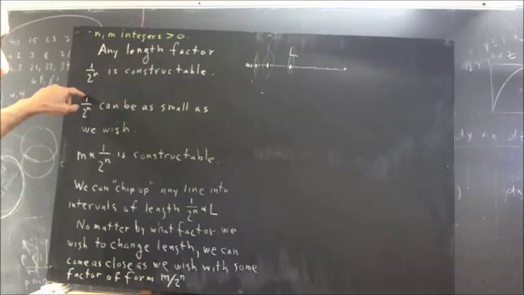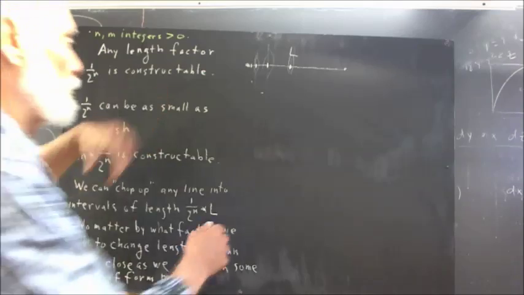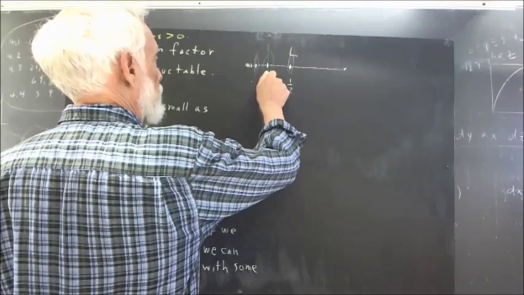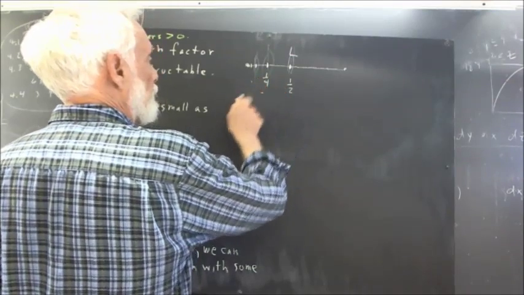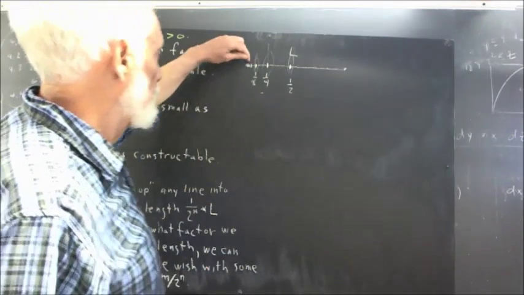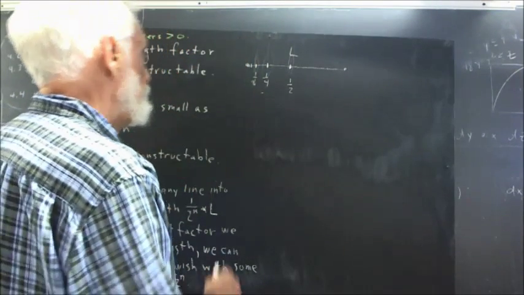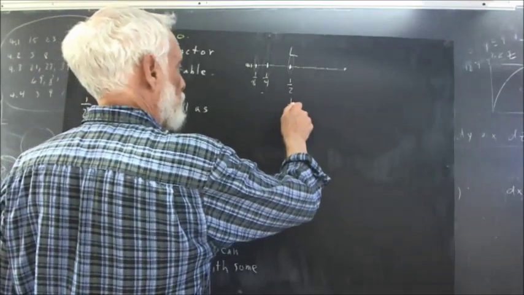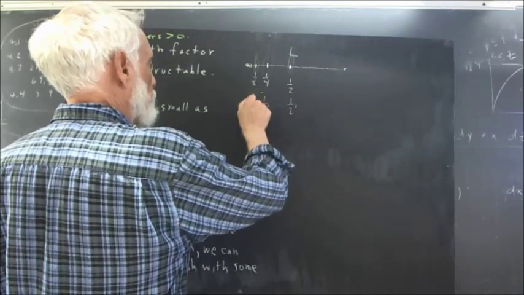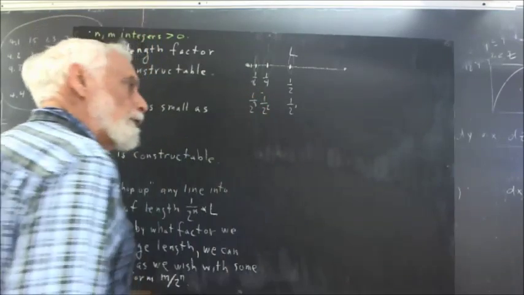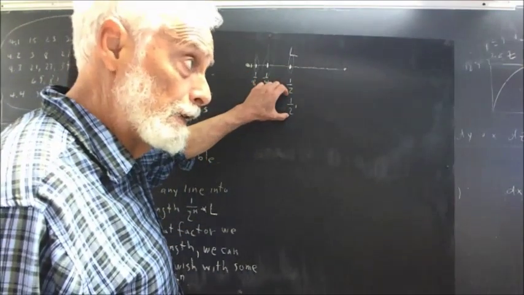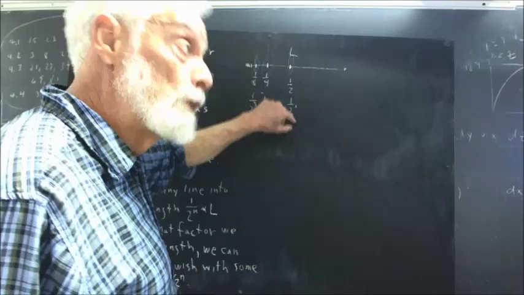Now, what's 1 over 2 to the n have to do with this? Well, right here we have length 1/2. Here we have length 1/4. Half of that is 1/8. Half of that is 1/16, 1/32, 1/64, etc. But, okay, 1/2 is 1 over 2 to the 1. 1/4 is 1 over 2 squared. 1/8 is 1 over 2 cubed. All for reasons that you should understand very well. If we take 1/2 of 1/2, we have 1 over 2 squared.